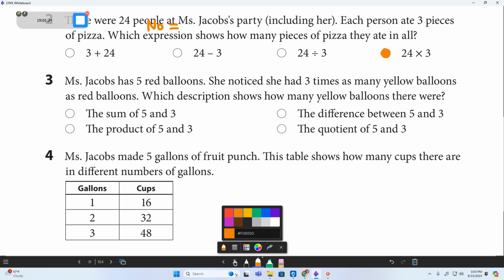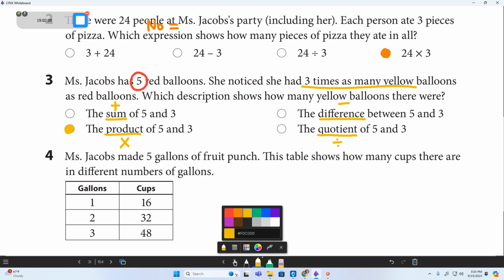Ms. Jacobs has 5 red balloons. She noticed she has 3 times as many yellow balloons as red. Which description shows how many yellow balloons there were? So she had 5 red, but she had 3 times as many yellow. We don't want sum because sum means addition. We don't want difference because difference means subtraction. And this weird Q word, quotient, is one of the last things mathematicians typically learn in 4th grade, some division stuff. We want product. Product means to multiply. 5 times 3.